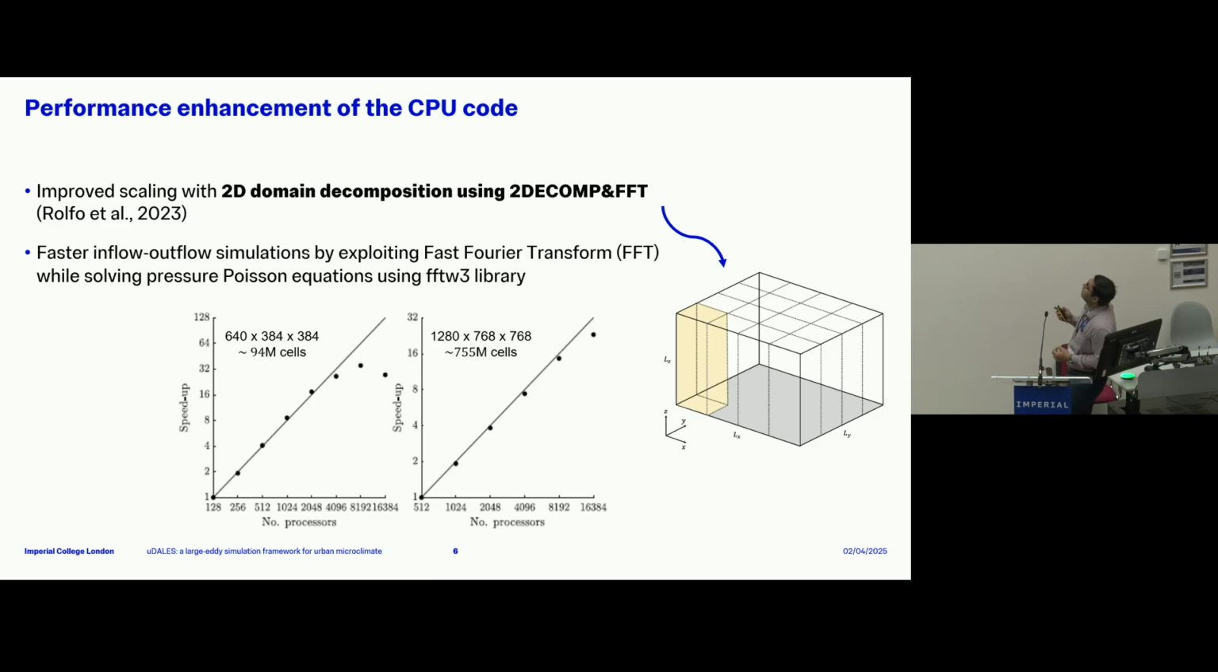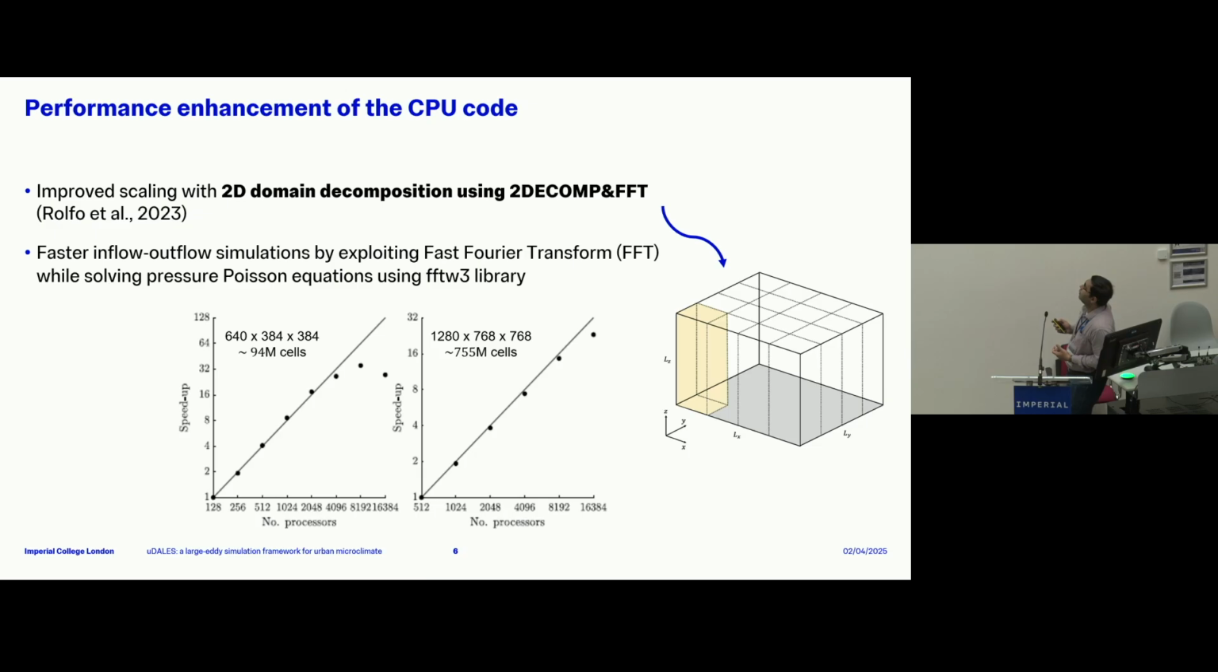So we use 2D domain decomposition using the 2DECOMP library, where we divide the entire domain into small pencils, dividing the domain in both X and Y directions to make use of a larger number of processes. And for the pressure Poisson equation solution, we make use of the fast Fourier transform from the FFTW3 library to run it faster. And we have observed that with this implementation, this code scales quite well.